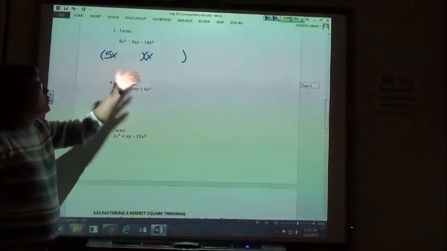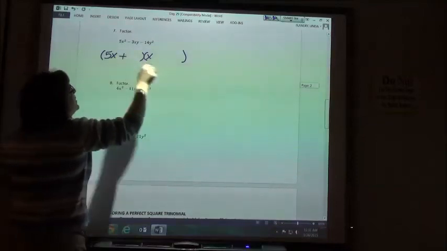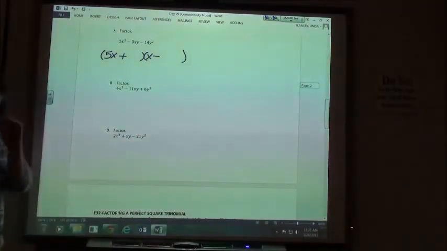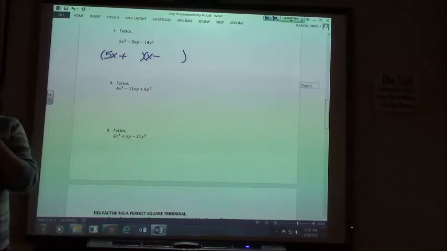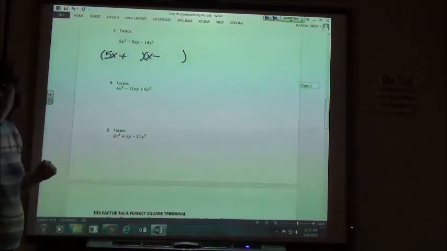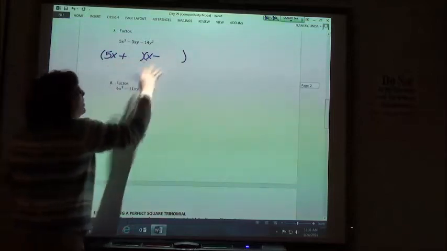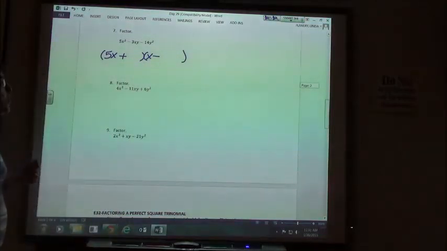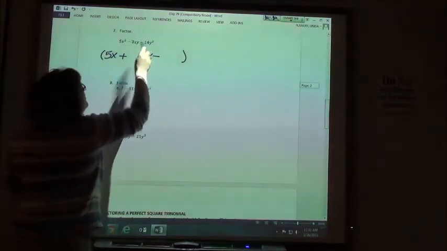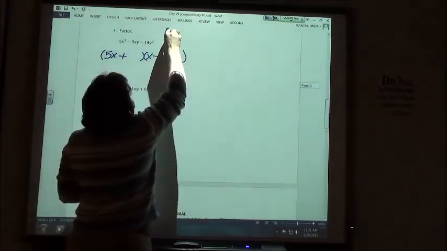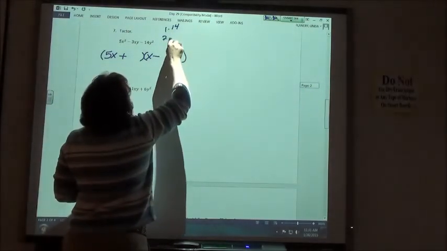Now normally I don't write them both down. I just put a plus and a minus. If I get the correct middle number but the wrong sign, I switch my signs the other way, because then I know the minus has to go first and then the plus. So I'm going to just plug them in one way, unless you want to do it both ways. And then I'm going to do the factors of negative 14y squared. So it could be 1 and 14, or it could be 2 and 7.